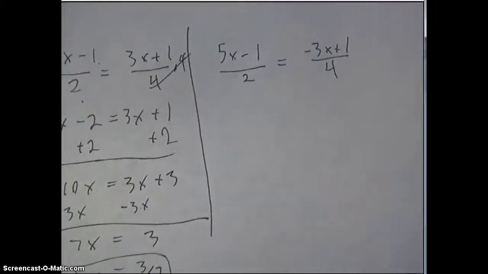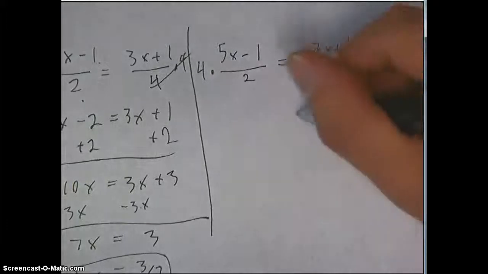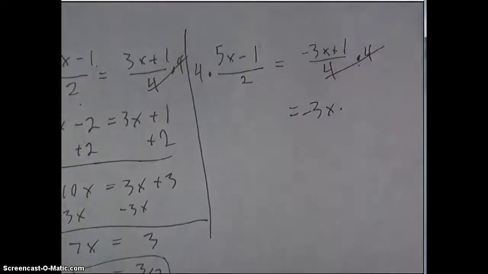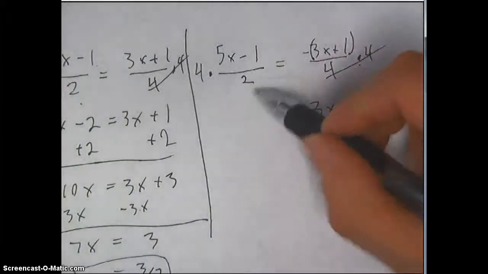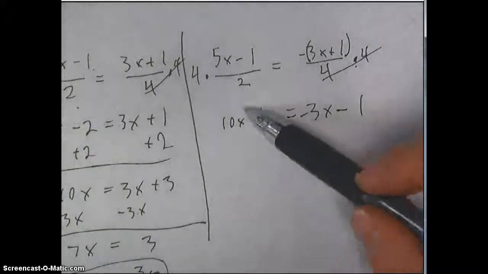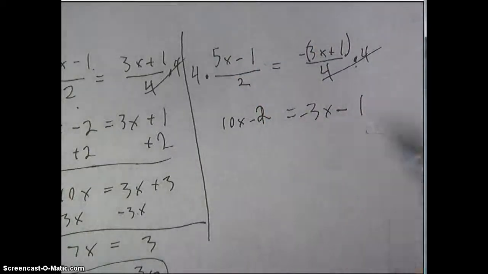Let's do this one next. Same process. Multiply both sides by 4. So those 4's cancel out. I'm left with negative 3x plus 1 over here, except that negative needs to be in parentheses. So this is actually negative 3x minus 1. And 4 divided by 2 is 2, so this is still 10x minus 1. All right, same process. Before I add the 1 to both sides, I should have multiplied that 2 to both these things here. This is actually 10x minus 2, isn't it? So I'm going to add 2 to both sides.